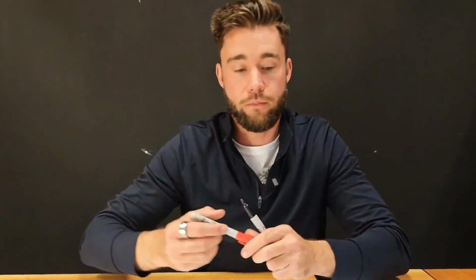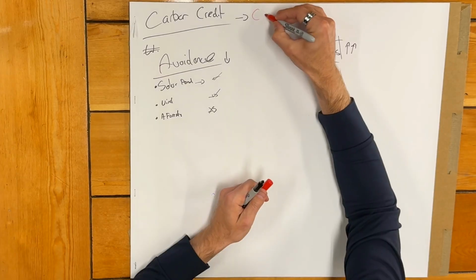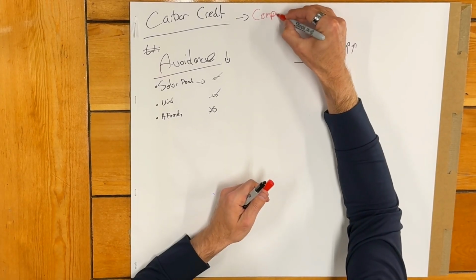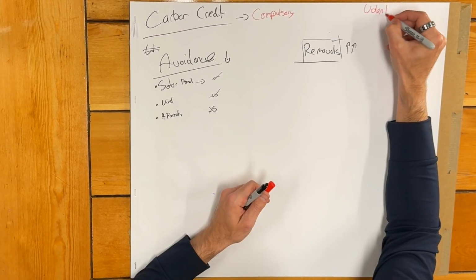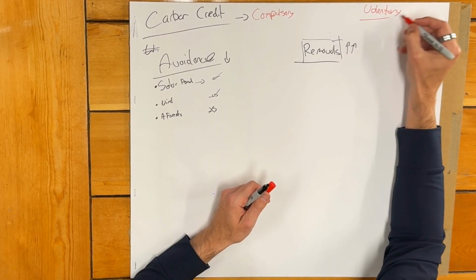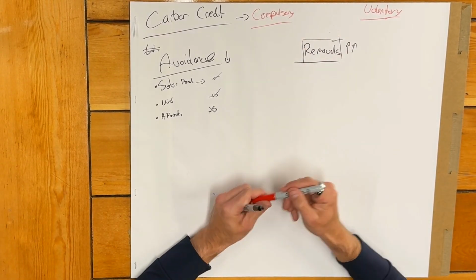Before we get into removals, we're going to talk about two other aspects which cross over into both. And this is the two markets of carbon credits. These two markets are compulsory and voluntary. Again, very similar as the name suggests. Compulsory is mandatory, voluntary is effectively optional.